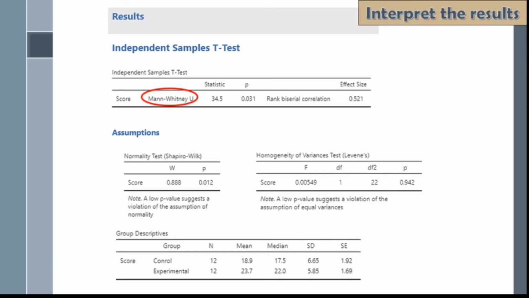When it comes to interpretation of results, these are the parts that you have to pay attention to. It should be clear that the reason we use the Mann-Whitney U-test is because of the violation in the assumption for the test of normality, wherein the value obtained is less than 0.05. Since it is stated there that a low p-value suggests a violation of that particular assumption, you must be able to get greater than 0.05 to meet this assumption.